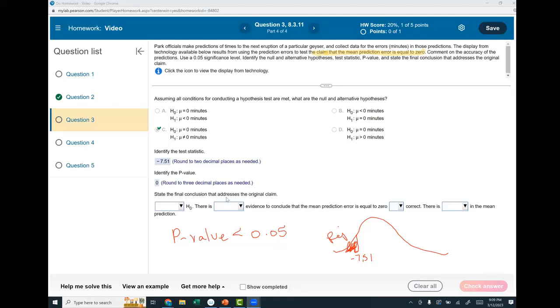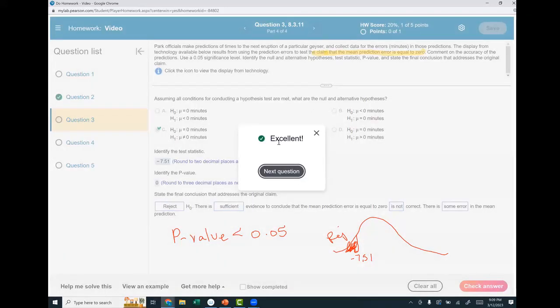So let's say it correctly. We reject H0 because the p-value is less than the significance level. There is sufficient evidence to conclude that the mean prediction error is equal to 0 is not correct because we rejected it. There is some error in the mean prediction. If it was equal to 0, then there would be no error. But since it's not equal to 0, there's some error. Okay, so that is that question.